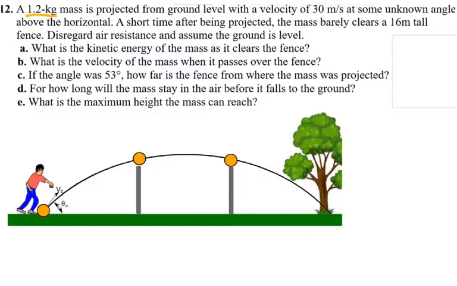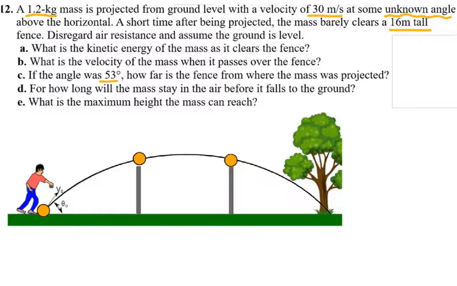A 1.2 kilogram mass is projected from the ground level with a velocity of 30 meters per second at some unknown angle. I think they give you the angle later, above the horizontal. A short time after being projected, the mass barely clears a 16-meter tall fence. Disregard the air resistance and assume that the ground is level, so the potential energy on the ground is 0. What is the kinetic energy of the mass as it clears the fence?